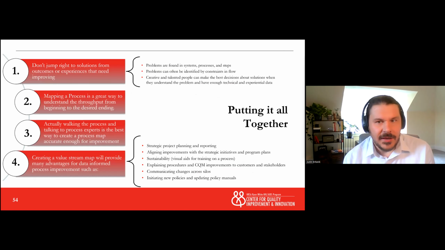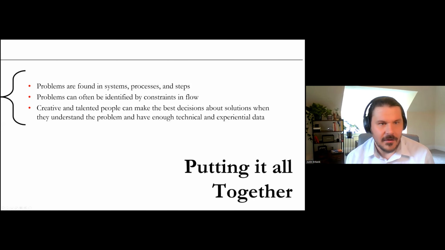So putting it all together, how do we use these value stream maps for improvement? We're not jumping right to solutions. We're taking the time. We're looking at systems, processes, steps. We're really focusing in on these things, right? Creative and talented people make the best decisions about solutions when they understand the problem. They have the technical data, they have the experiential data, they're supported, they have the resources they need to do the job.